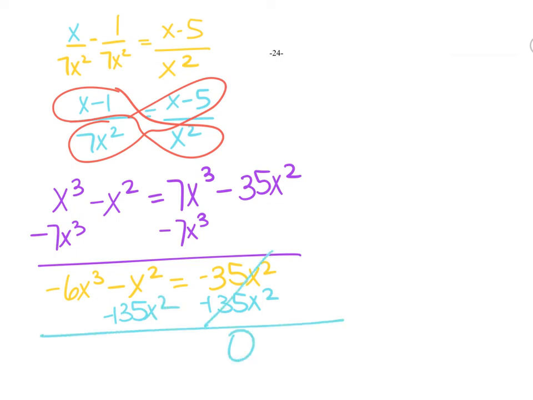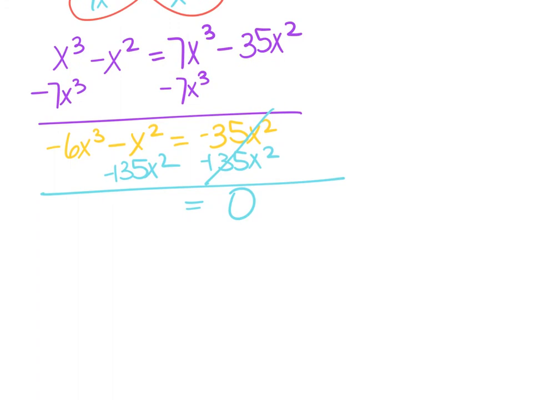So this becomes 0 equals negative 6x cubed plus 34x squared. So now I can take out something. I know I can take out a negative 2. Actually, I could take more than that, so let's take out an x squared. And this would be 3x minus, because two negatives will be a positive, 34 divided by 2 is 17, equals 0.